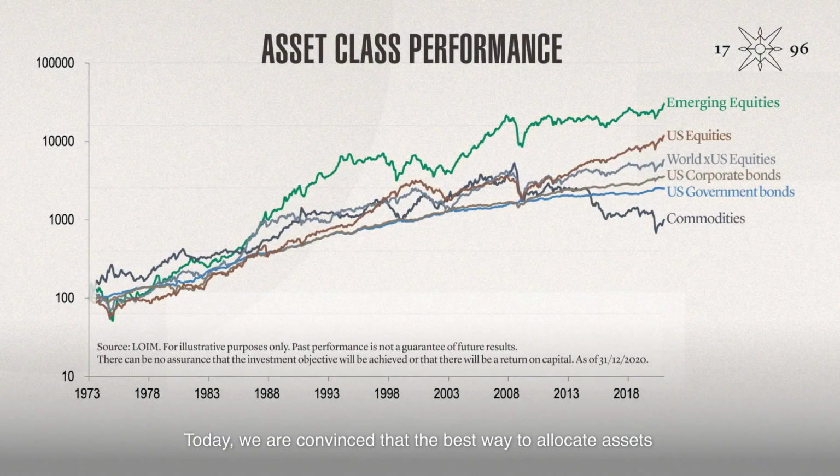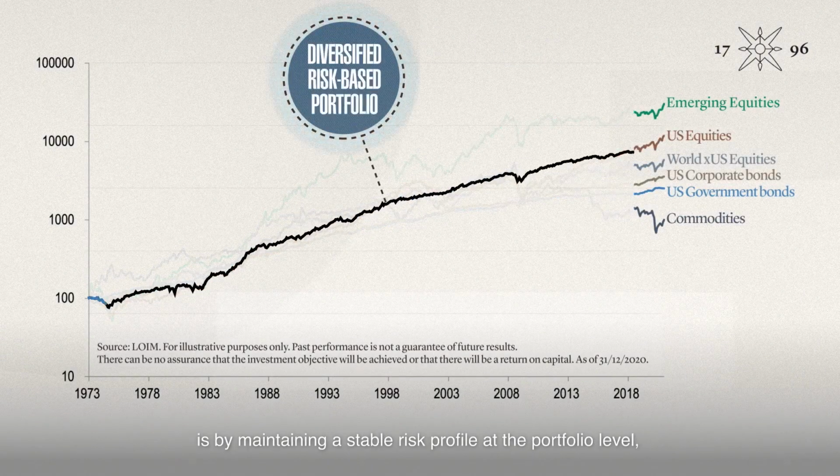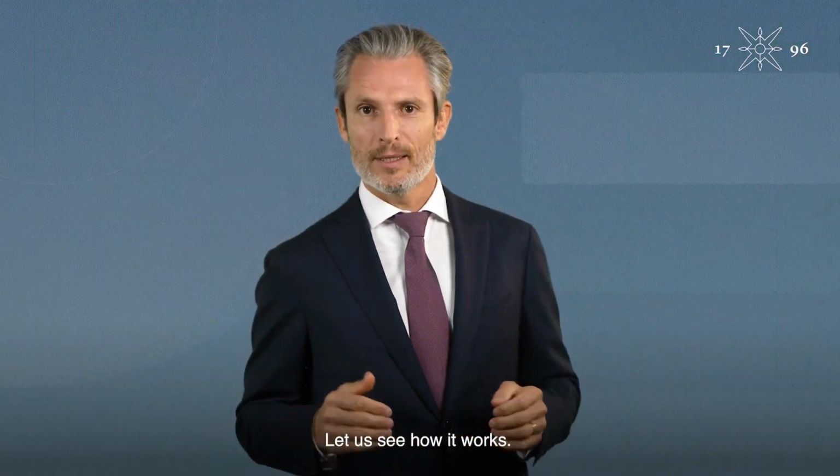Today, we are convinced that the best way to allocate assets is by maintaining a stable risk profile at the portfolio level, as well as stable contribution from each underlying asset class to the overall risk. Let us see how it works.